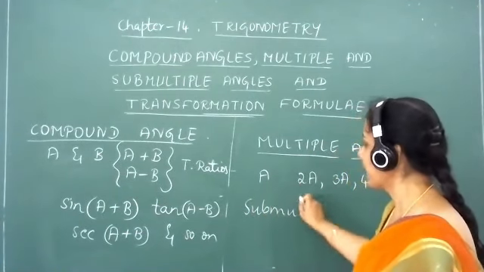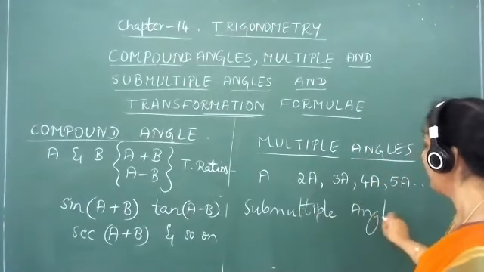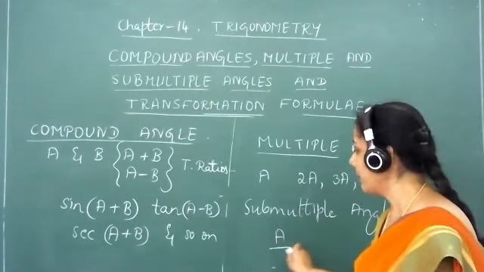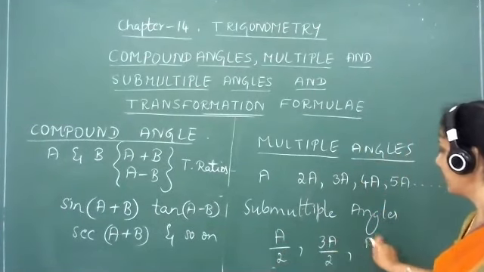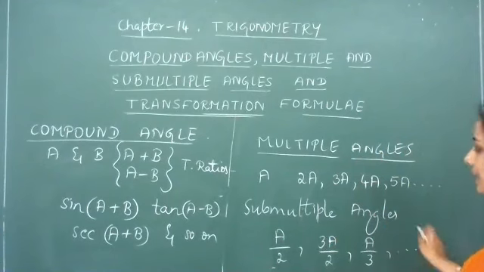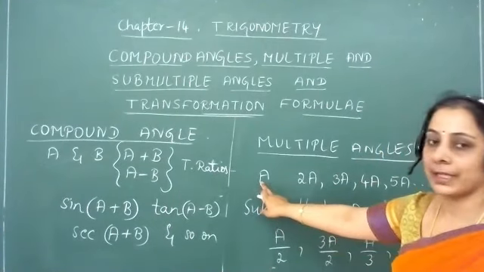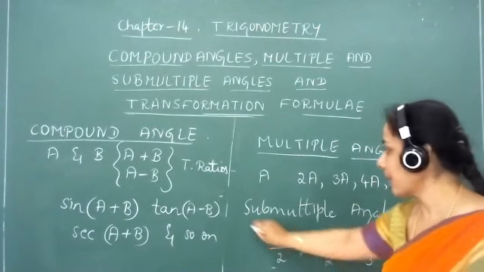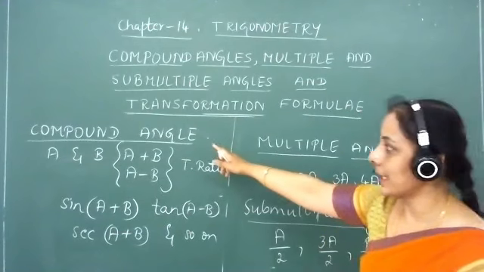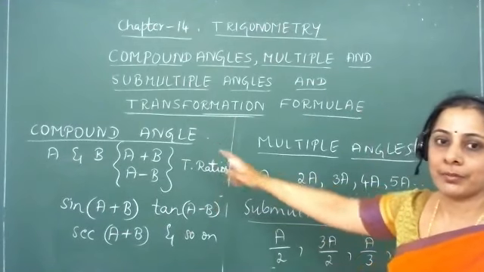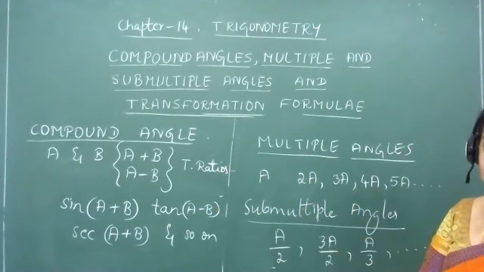Submultiple angles will be in the form A divided by 2, 3A divided by 2, or maybe A by 3, and so on. So if you are taking the fraction of the given angle, then we get what is called submultiple angles. So we have now seen the various definitions: compound angle, multiple angles, and then submultiple angles.